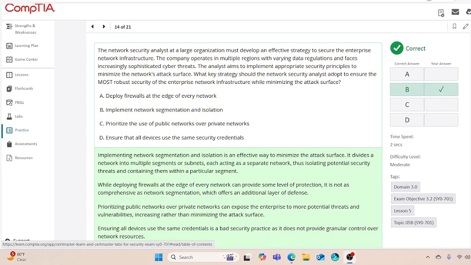Implementing network segmentation and isolation is an effective way to minimize the attack surface. It divides a network into multiple segments or subnets, each acting as a separate network, thus isolating potential security threats and containing them within a particular segment.